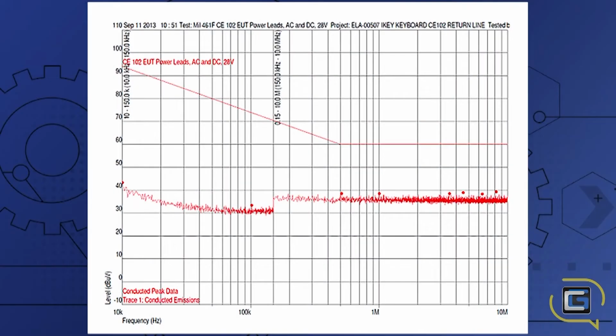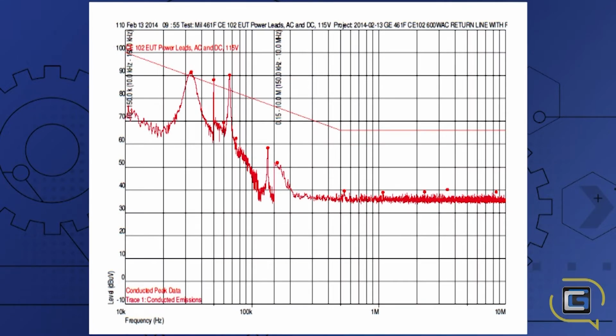And we'll throw up some examples of CE102 testing where we were below the line in this example, and then in the next example we'll throw up a graph where we're really up above the line in three places, and so you can see essentially what had to be done to knock the conducted emissions down and what kind of filter had to be designed.